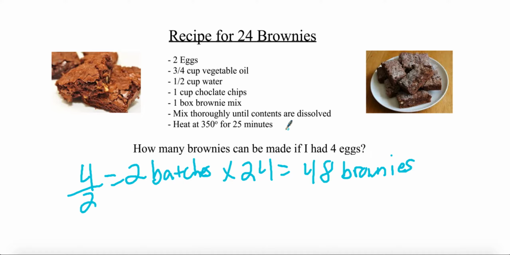Okay. Nothing too difficult here. All we did was figure out how many batches of brownies I can make with my 4 eggs, knowing that each batch can make 24 brownies. Okay, pretty easy. Let's change up this recipe and make it look a little different.